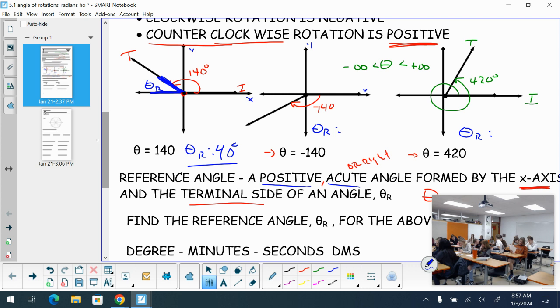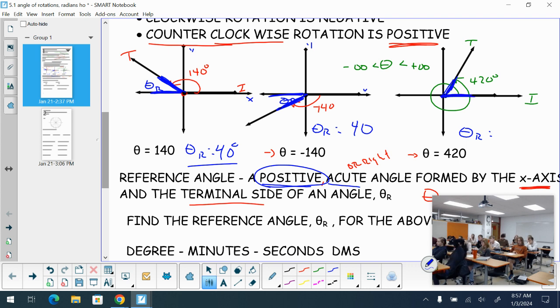David, what do you have for the first one? 40 degrees. Now this is still 40 degrees, even though we have a negative 140. A common mistake here is to say my reference angle is negative 40 degrees. That is a common mistake, plus I'm rotating clockwise to get to that point. This reference angle is always going to be positive, so this will still be positive 40 degrees. Here's my terminal side and the x-axis here. What is my angle that is formed there?